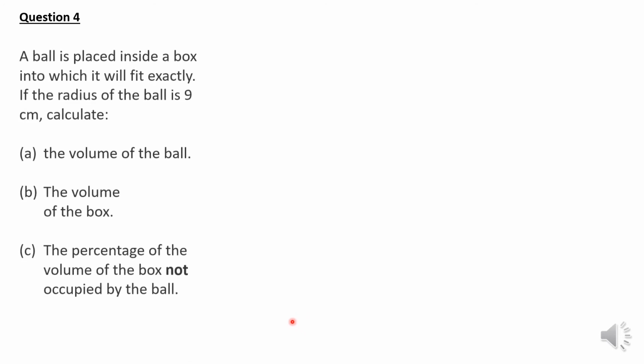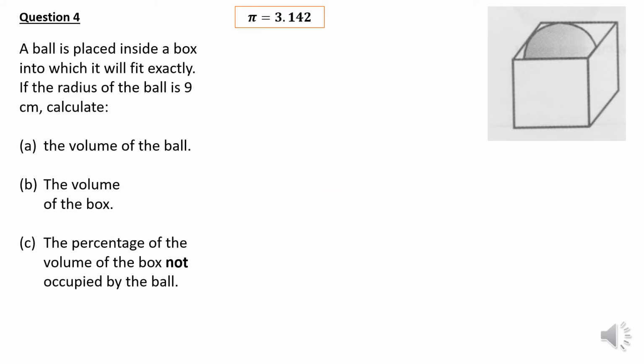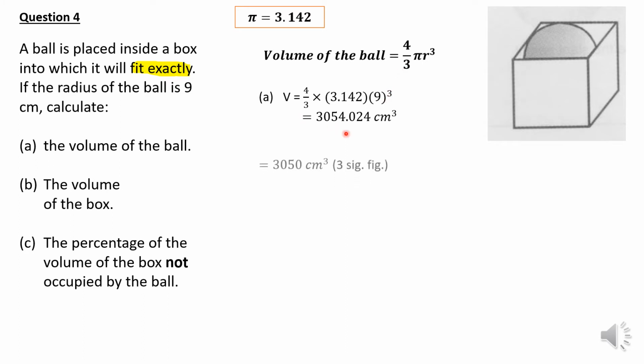Question 4. Here we have a ball that is in a box and it fits exactly. And that is very important that you do understand that particular part, because it's going to help us later to find more answers to certain questions. Right, so if we look at A, well, the ball we know is a sphere. So when we find the volume of the ball, we're going to have to find the volume of a sphere. Now we are told that the radius is 9 centimeters, so you just punch it in the formula. And then you give your answer correct to three significant figures, which is 3,050 cubic centimeters.